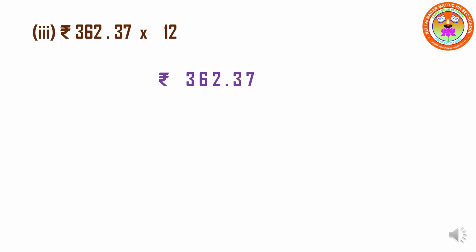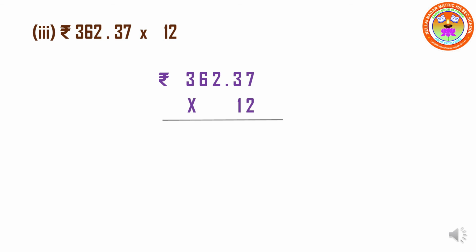Next question. 362 rupees and 37 paise into 12. Let us write the first amount. 362 rupees 37 paise into 12. First I have to multiply 362 rupees and 37 paise with 2. Then I have to multiply the same amount with 1. So first let us begin the multiplication with 2.